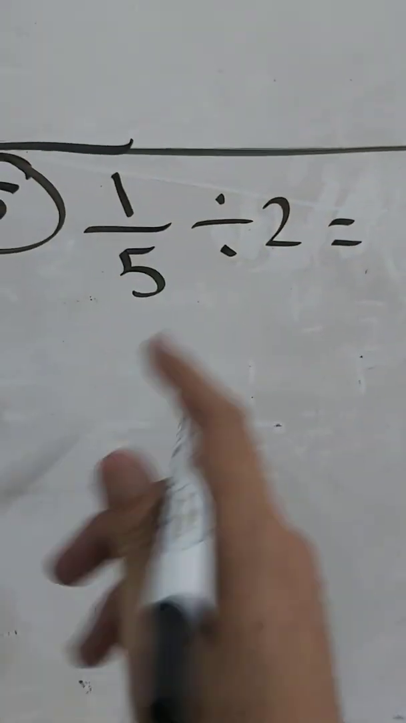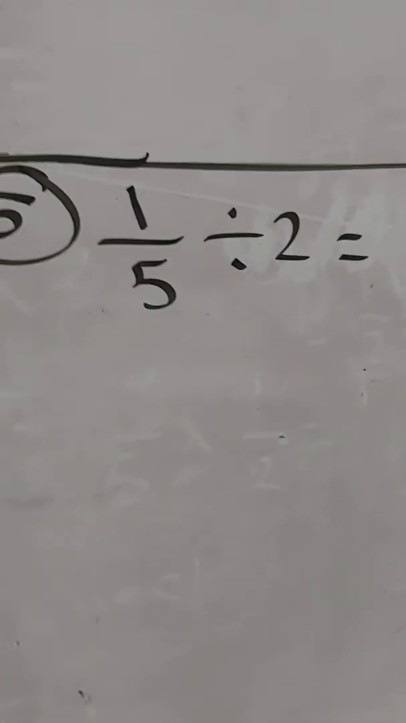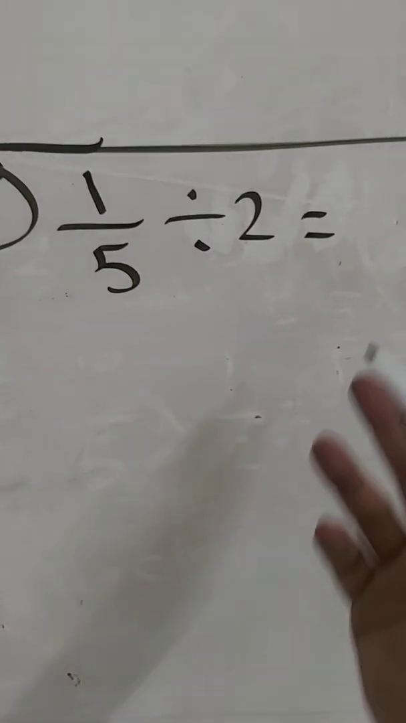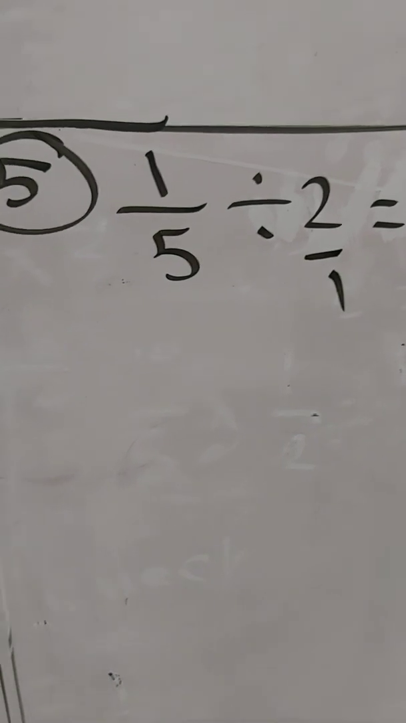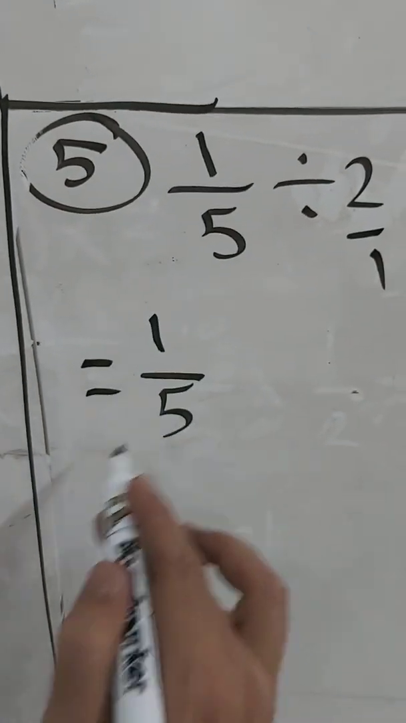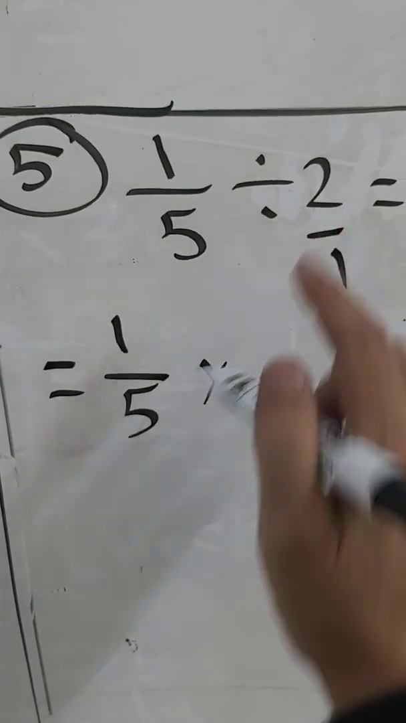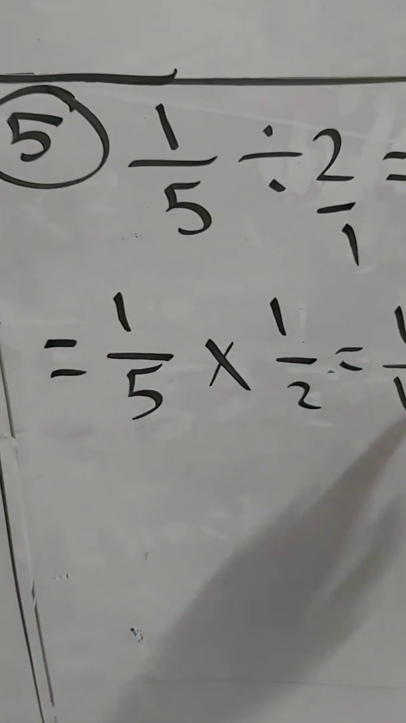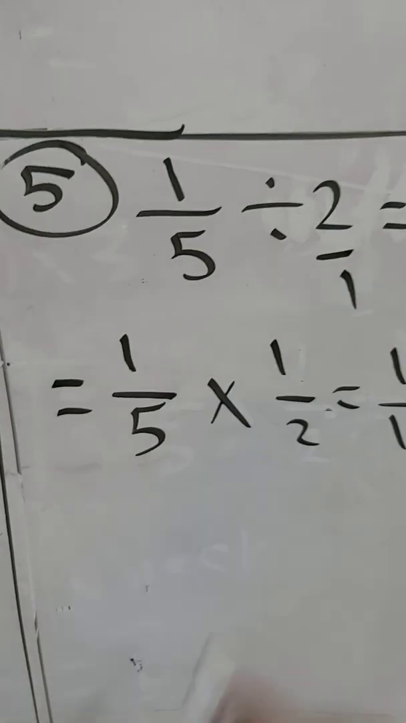Now 1 over 5 divided by 2. This is over 1. This is equal to 1 over 5 multiply, flip the second fraction, 1 over 2. This will be 1 over 10. So the answer is 1 over 10.